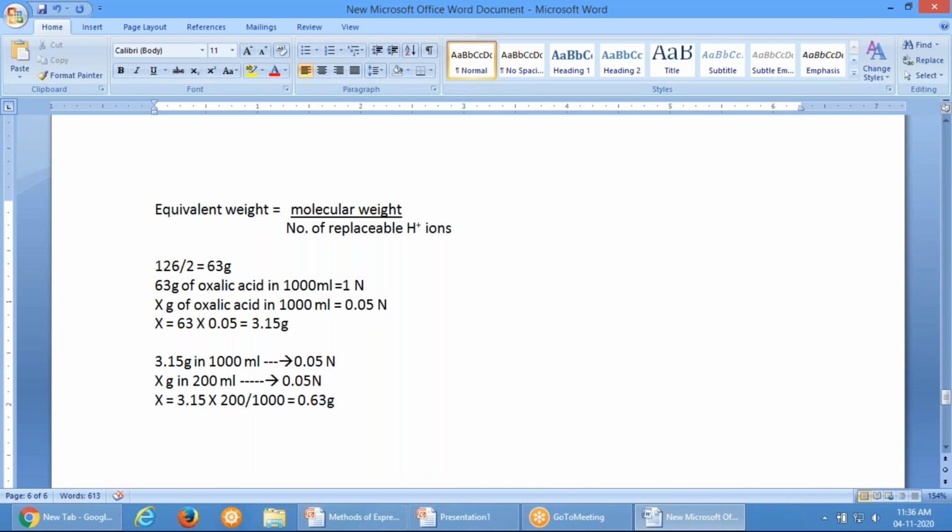So clear? No doubts? Ma'am, will the density be provided in the question? No. You have to know some standard values of some standard compounds, like sulfuric acid, hydrochloric acid, nitric acid. You should know their density. It will not be given.